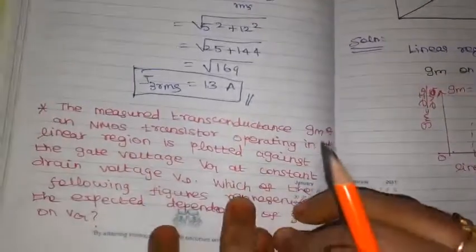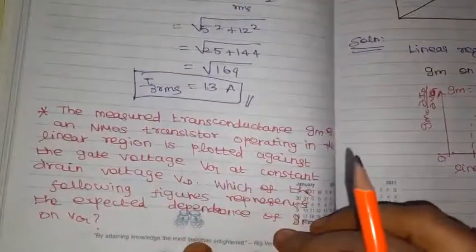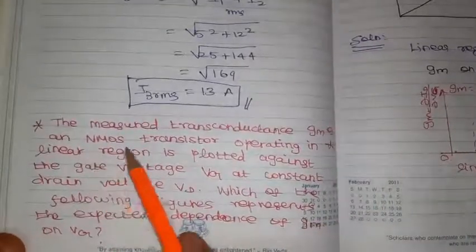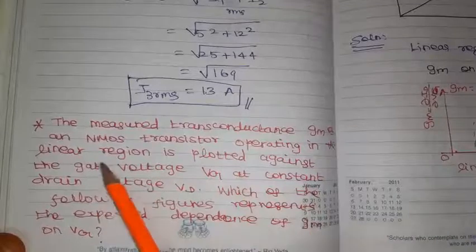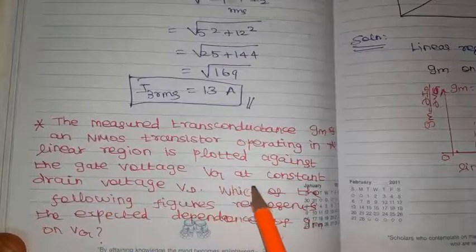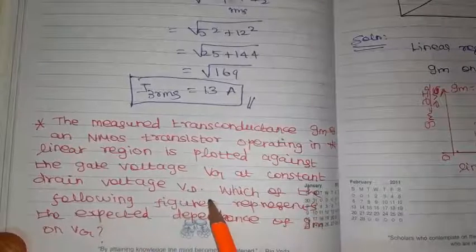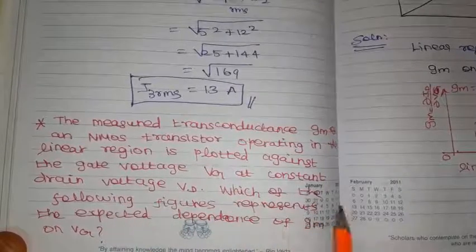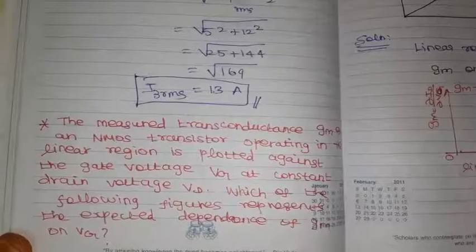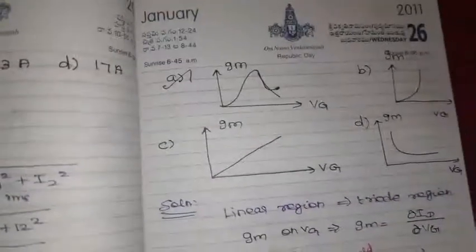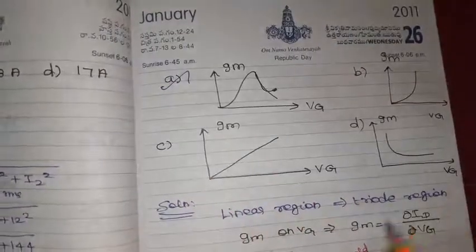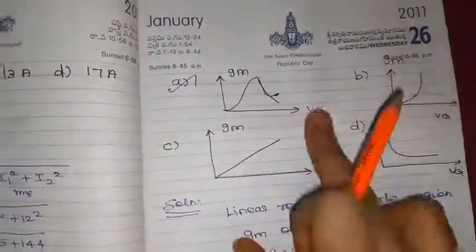Then we'll move on to the next problem. The measured transconductance GM of an NMOS transistor operating in the linear region is plotted against the gate voltage VG at constant drain voltage VD. Which of the following figures represents the expected dependence of GM on VG? So we need to find out which one is plotted against GM and VG.